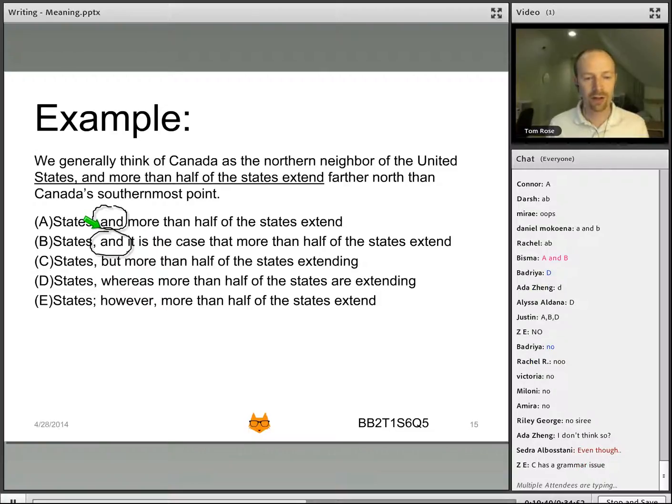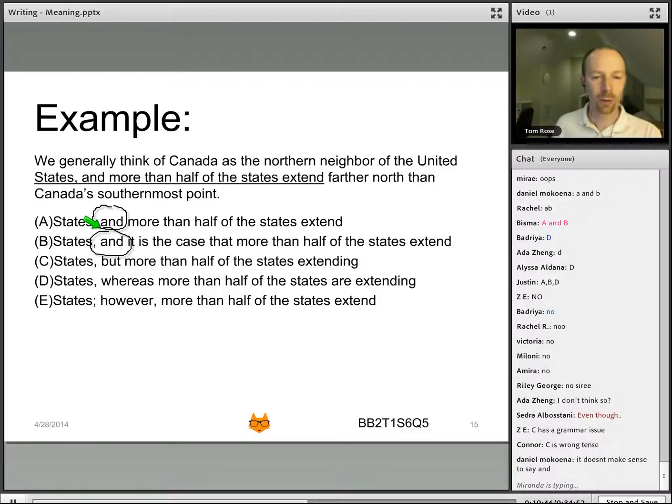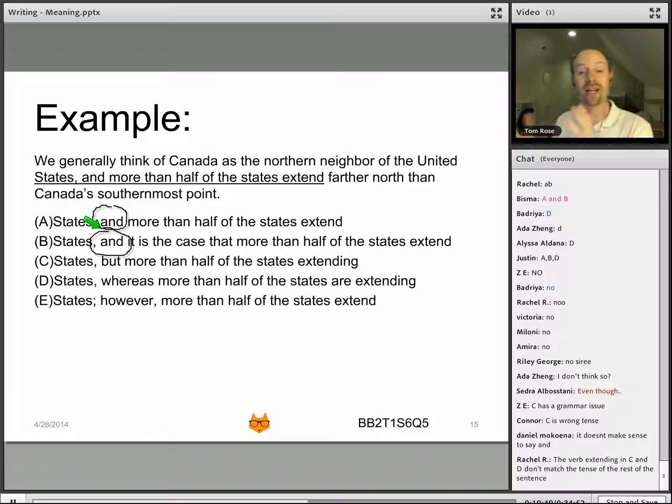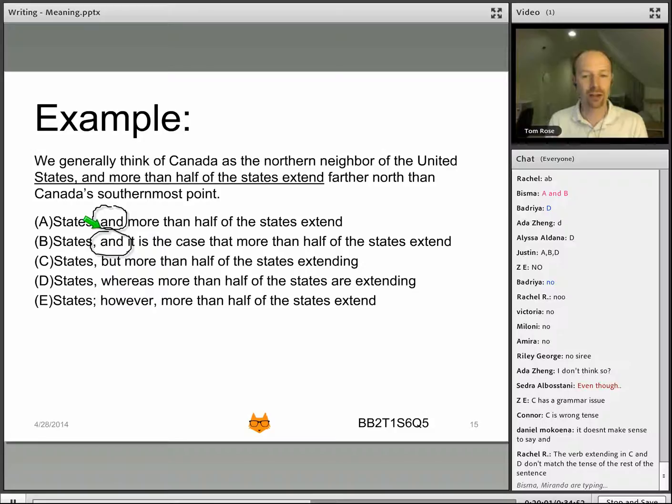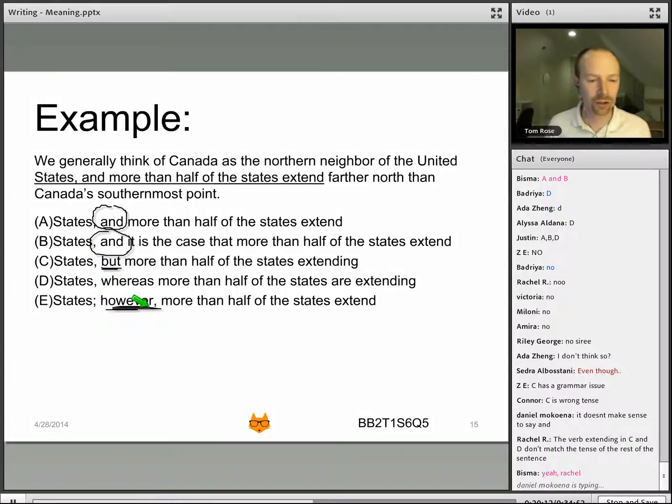correctly. The only way to know that this is incorrect is to parse out the meaning between what the author is saying before the conjunction and what the author is saying afterward. So the idea that Canada is a northern neighbor only makes sense when compared to many of the states being further north than Canada. It has to be joined with a conjunction that shows some kind of contradiction or some unexpected situation. That would be either the but or the however. However, it's not technically a conjunction here because we have a semicolon. It was also pointed out that the whereas is also incorrect for the same reason as the and.